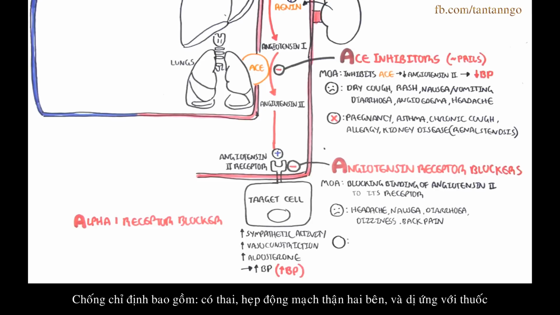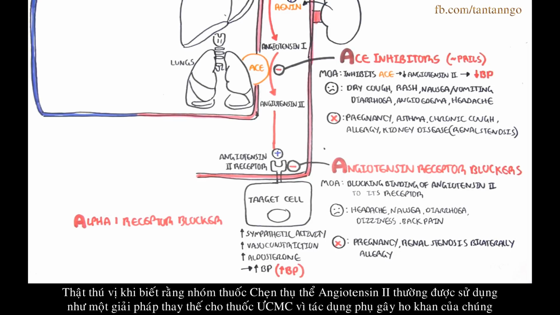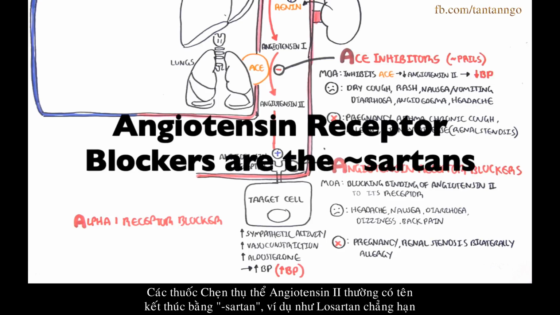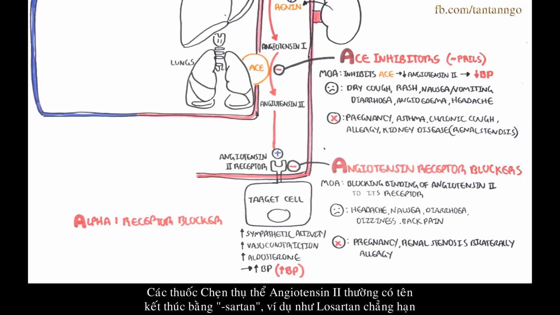Some contraindications include pregnancy, bilateral renal stenosis, and if they are allergic to angiotensin receptor blockers. It's interesting to note that angiotensin receptor blockers are usually used as an alternative to ACE inhibitors, because for people that use ACE inhibitors, getting a dry cough is quite common, and so sometimes people change to angiotensin receptor blockers. Angiotensin receptor blockers can be remembered because they usually end in sartan, for example losartan, the sartans.